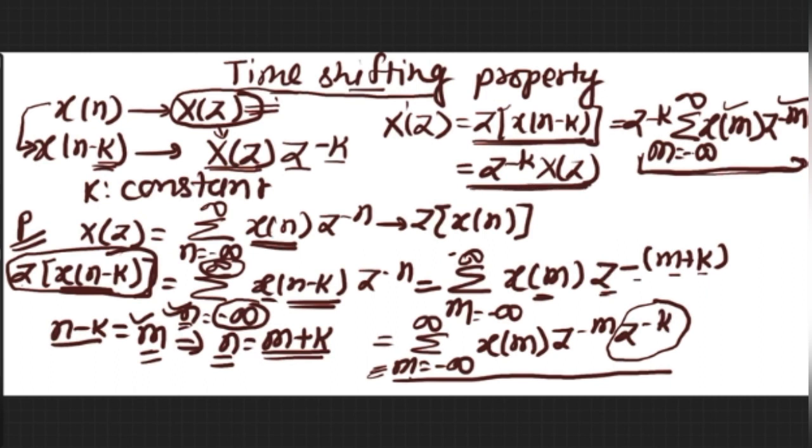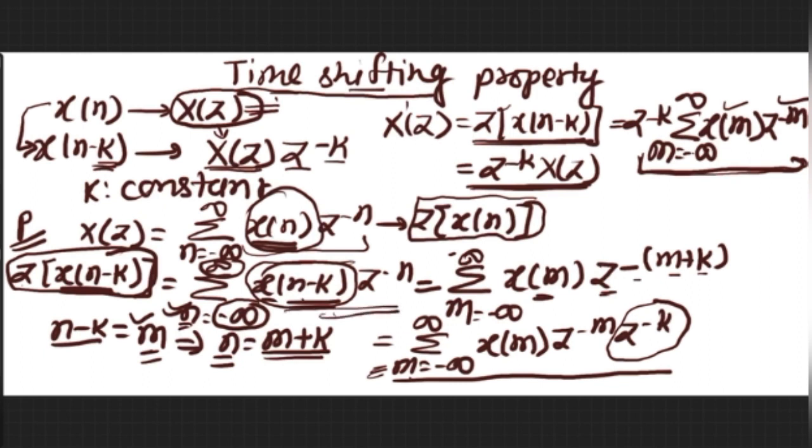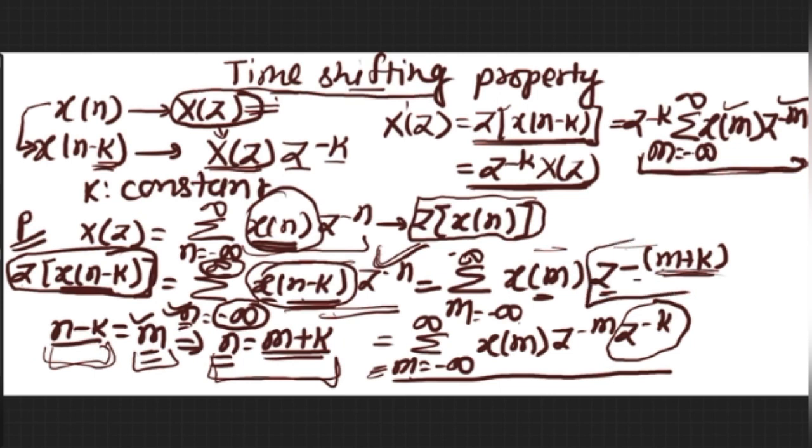So, how have we proved it? The Z transform of x[n] is given by this equation. Now, we replace x[n] with x[n minus k], so we get this equation. Then we replaced the variable n minus k by m, so n equals m plus k in this equation. Then we found the summation m from minus infinity to plus infinity x[m] z to the power minus (m plus k). Then we split it into two factors, that is z to the power minus m and z to the power minus k.